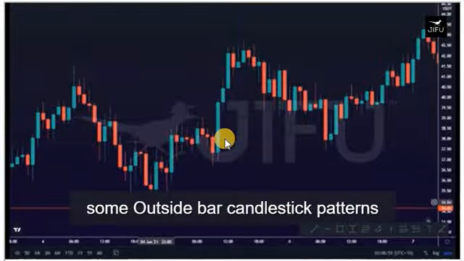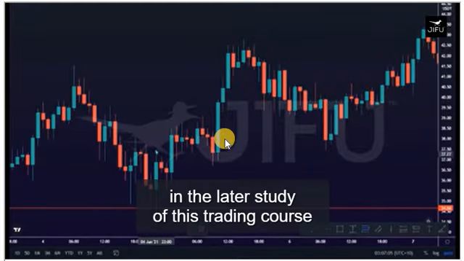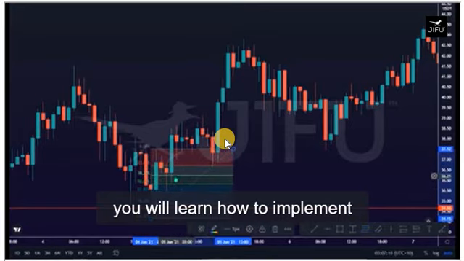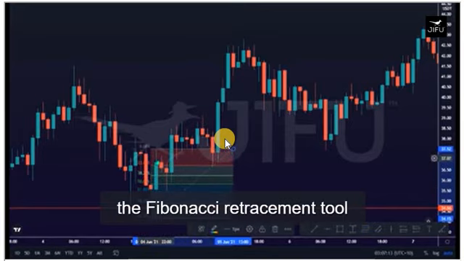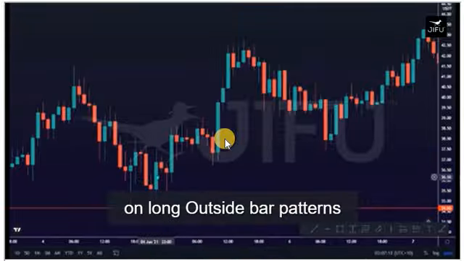Some outside bar candlestick patterns may be too long for an entry strategy in the market. In the later study of this trading course, you will learn how to implement the Fibonacci retracement tool to find the best possible entry level on long outside bar patterns.